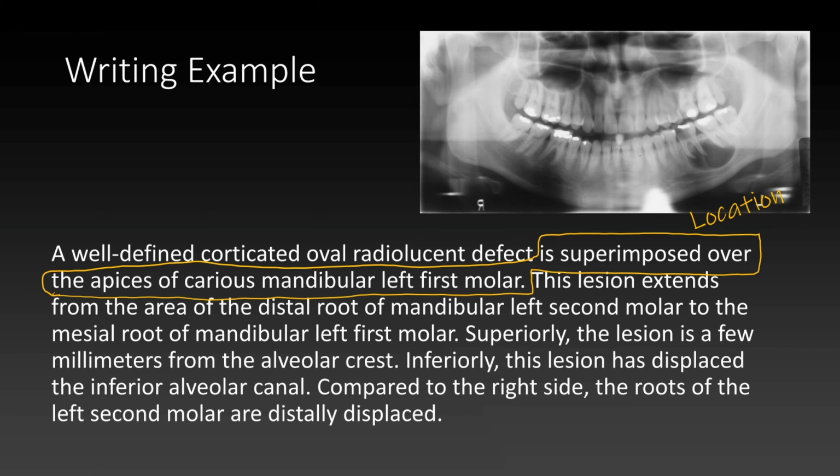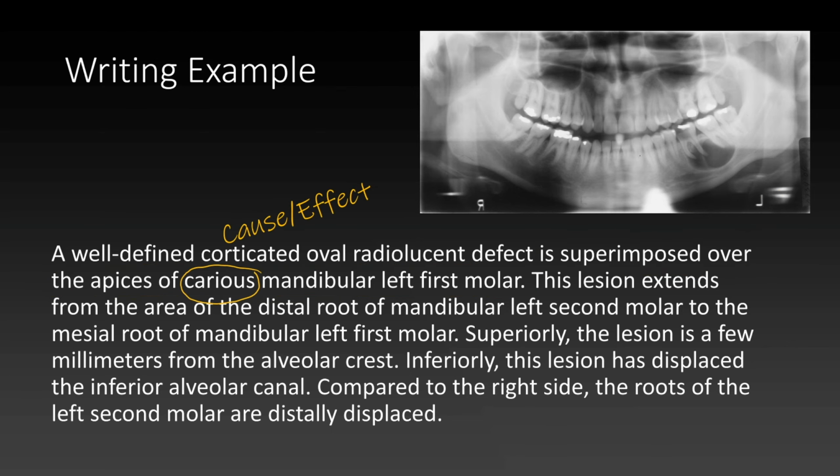A panoramic radiograph is a two-dimensional image. Therefore, we have to mentally think if the lesion is actually associated with the roots. Again, make a habit of using the word superimposed. We also use the word carious in the sentence.